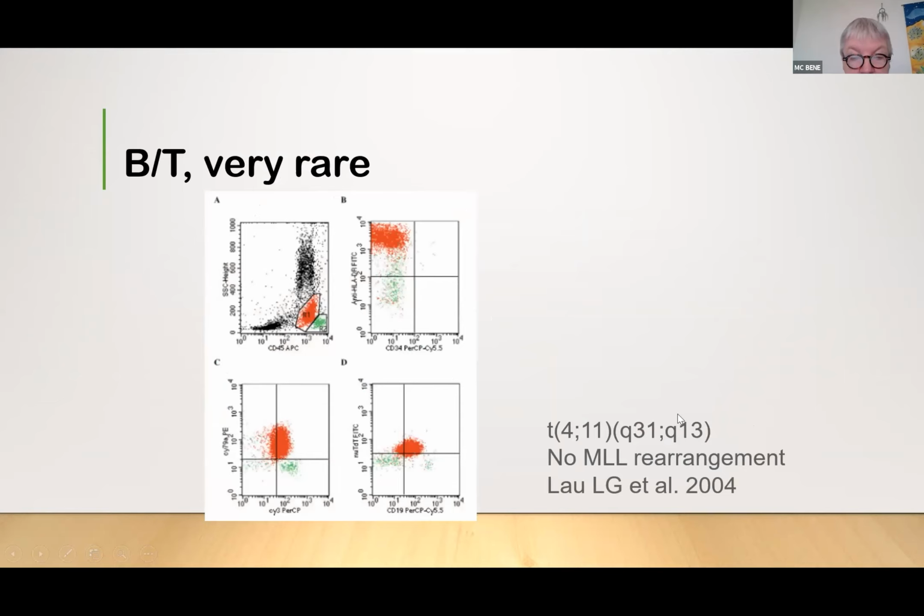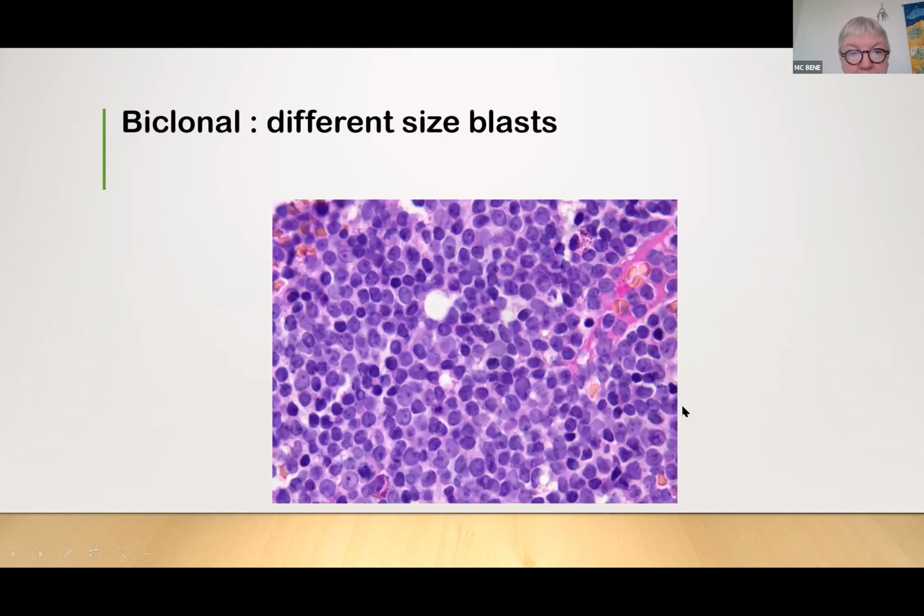BT is very rare. And you see here that you have co-expression of, I see, cytoplasmic CD3 and cytoplasmic CD79A. This case was from the literature. There was no MLL rearrangement, and this was published in 2004.